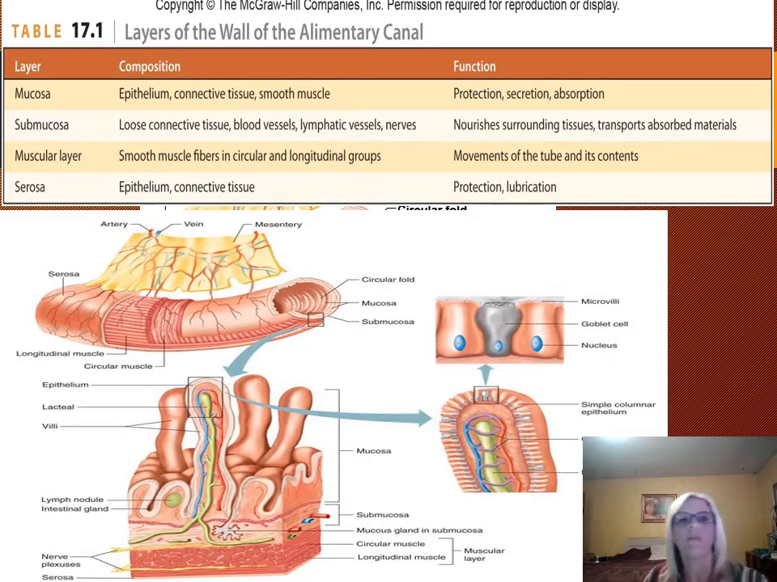Below that, you have the submucosa, and this helps provide nutrients and transport and absorb nutrients. It brings nutrients to the tissues and then it takes those absorbed nutrients and materials and brings them back to where they go. Not all of them, but a lot of them. Under that, of course, we've got to have some muscles. We have this action called peristalsis and segmentation that helps move things along, and you can't do that unless you have muscles. We have smooth muscle fibers in circular and longitudinal layers, and that helps move things along in the tube. Then lastly, we have serosa, which is the epithelium, and that is there for protection and some lubrication.